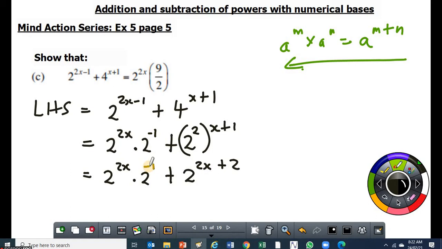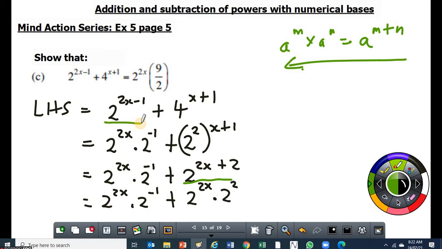Now, when you get here, we need to simplify this. So, next step will be to say 2 to the power of 2x times 2 to the power of minus 1 plus 2 to the power of 2x times 2 to the power of 2. I have used, again here, law 1 from that step to that step. I also use law 1 from here to there, moving from the right-hand side of law 1 towards the left-hand side.